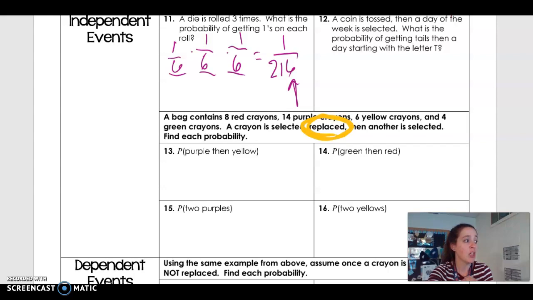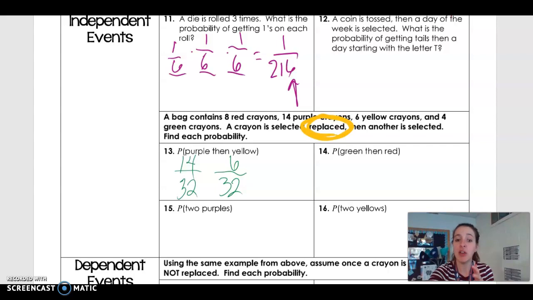So the first thing I have to do is figure out how many total crayons I have. So I add 8 plus 14 plus 6 plus 4, and I end up with 32. So my first grab out of my bag or the box or whatever, there's 32 possibilities, and I'm looking for purple. So here I have 14 are purple to start with. So then I put that crayon back in my bag. So again, I have 32 possibilities. So then I want to pull out a yellow one. Well, 6 of them are yellow.